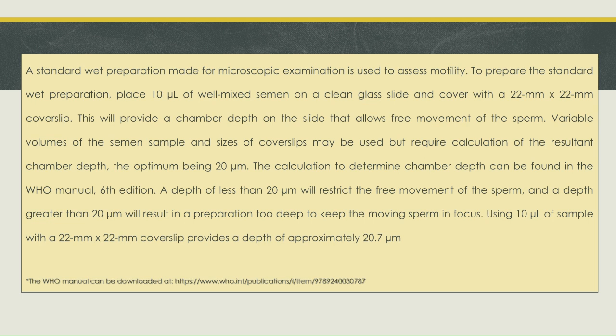Variable volumes of the semen sample and sizes of cover slips may be used but require calculation of the resultant chamber depth, the optimum being 20 µm. The calculation to determine chamber depth can be found in the WHO Manual, 6th edition. A depth of less than 20 µm will restrict the free movement of the sperm, and a depth greater than 20 µm will result in a preparation too deep to keep the moving sperm in focus. Using 10 µL of sample with a 22 mm x 22 mm cover slip provides a depth of approximately 20.7 µm.